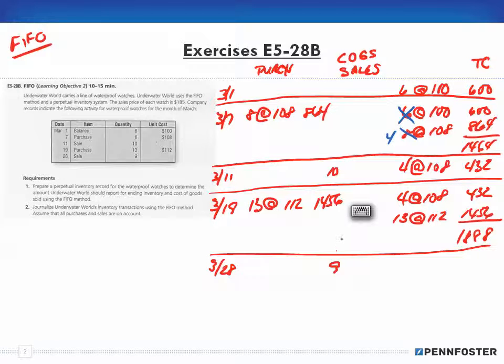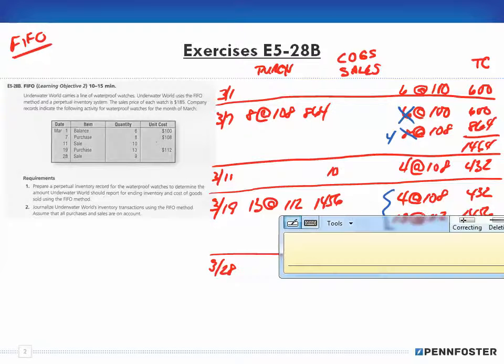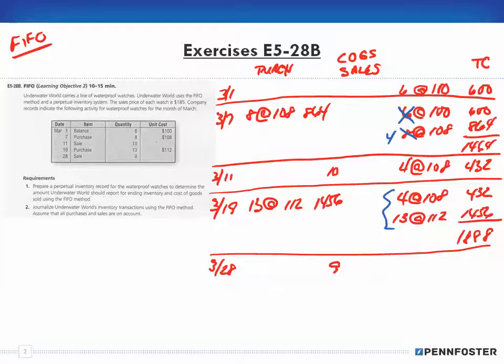Again, using first in, first out, what are we going to take? Well, out of what we have here, we're going to get rid of 4. So that means we have 5 left that we have to get rid of.